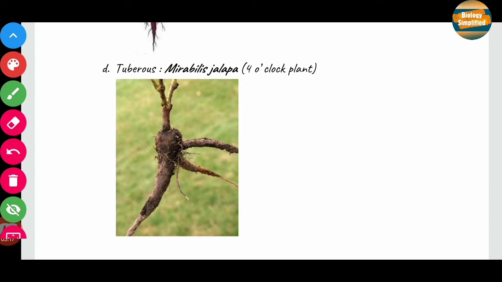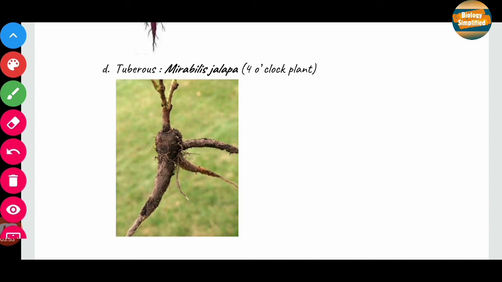Next form is the tuberous form. This form is very irregular. It is swollen at different places. So it is an irregular swelling. Example is Mirabilis jalapa, which we also call the four o'clock plant. Here we can see its diagram, its structure. We can see it is irregularly swollen. So these were all the modifications of taproot for food storage.